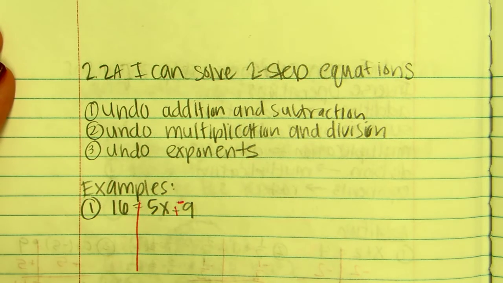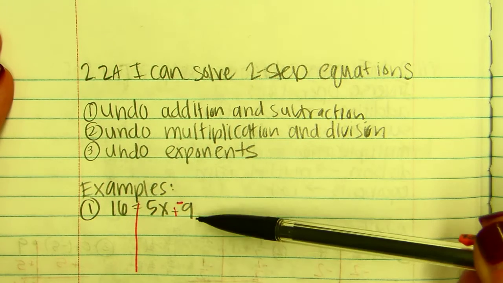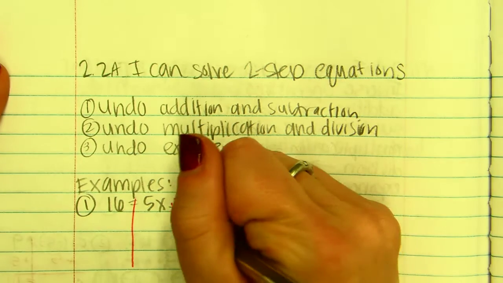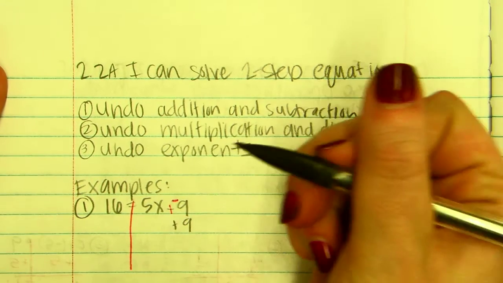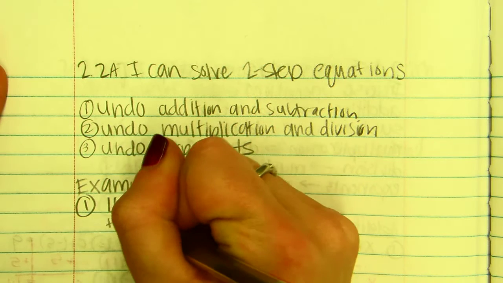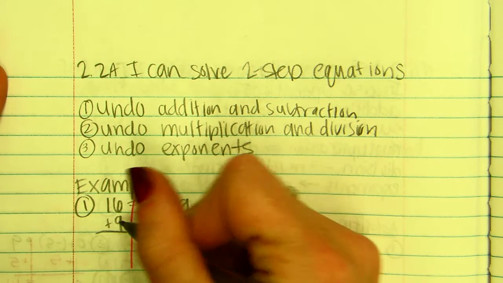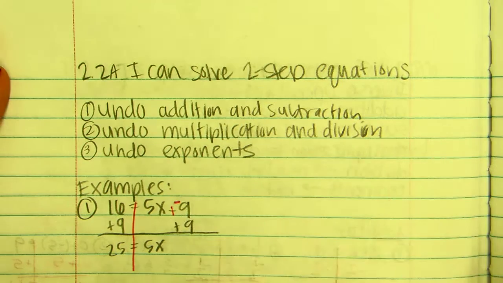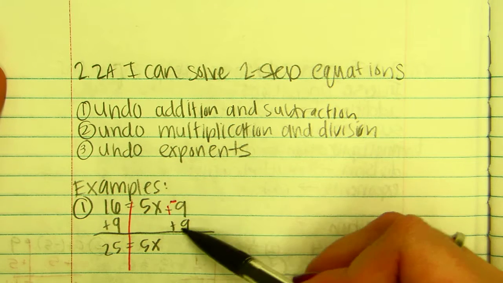So first thing we undo is addition and subtraction. To undo adding a negative 9, I have to add a positive 9. And if I do it on this side of the equal sign, I have to do it on this side of the equal sign. 16 plus 9 is 25. And then I have 5x left on this side. This became 0, so I don't need to write anything.